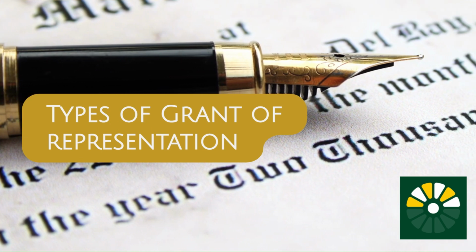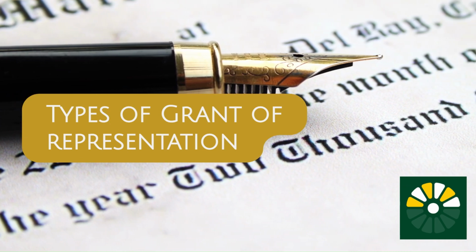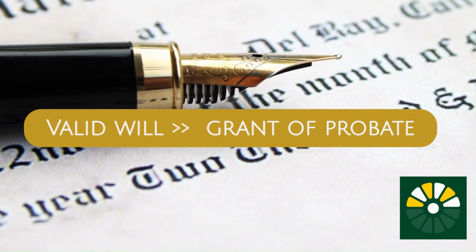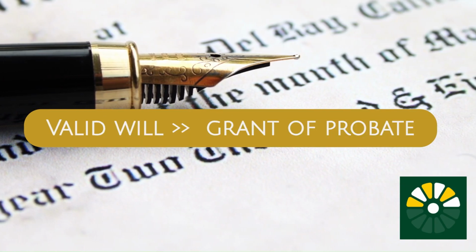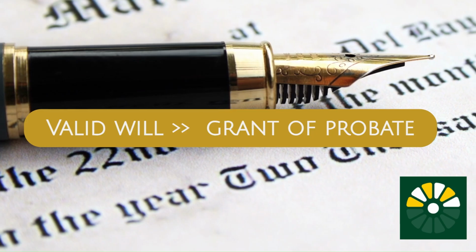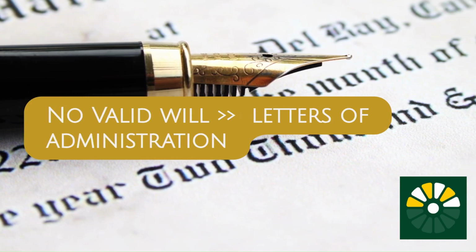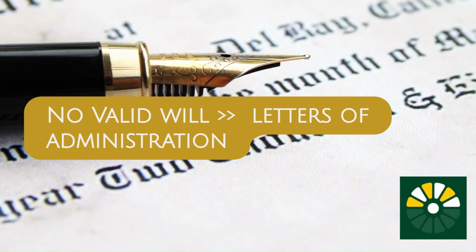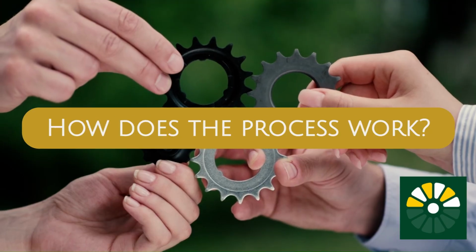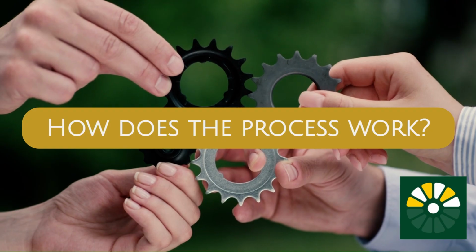The type of grant of representation you need depends on whether there's a valid will. If there is a will, it's called a grant of probate, and the executors named in the will apply. If there's no will, it's called letters of administration, and usually a close family member applies. So, how does the application process work?